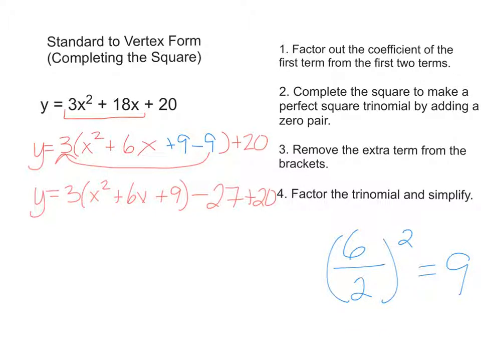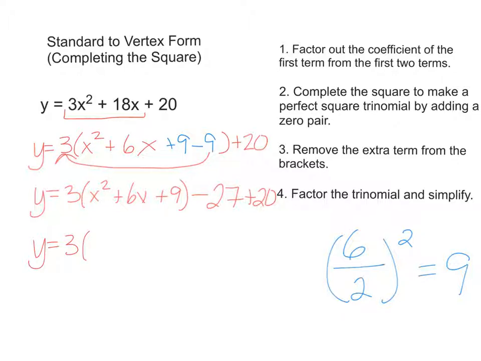Fourth and final step, factor the trinomial and simplify. We've been practicing factoring, but there's a shortcut to factoring this. Because it's a perfect square trinomial, and we know that it's a perfect square trinomial because we made it that way, we can go like this.